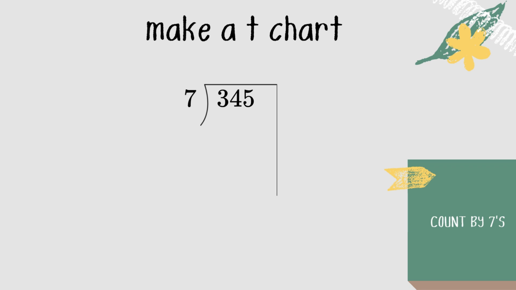Now look at your divisor. In this problem, your divisor is 7. We're going to be counting by sevens. We're going to make a T-chart, which, yeah, you guessed it, it's a letter T. And we're going to count by sevens. On one side, count to 9. And on the other side, count by sevens.